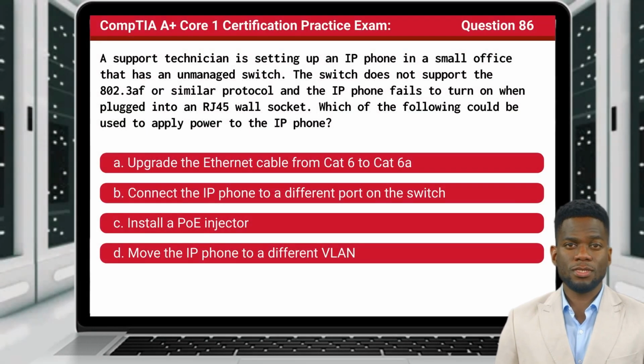Question 86. A support technician is setting up an IP phone in a small office that has an unmanaged switch. The switch does not support the 802.3af or similar protocol, and the IP phone fails to turn on when plugged into an RJ45 wall socket. Which of the following could be used to apply power to the IP phone?